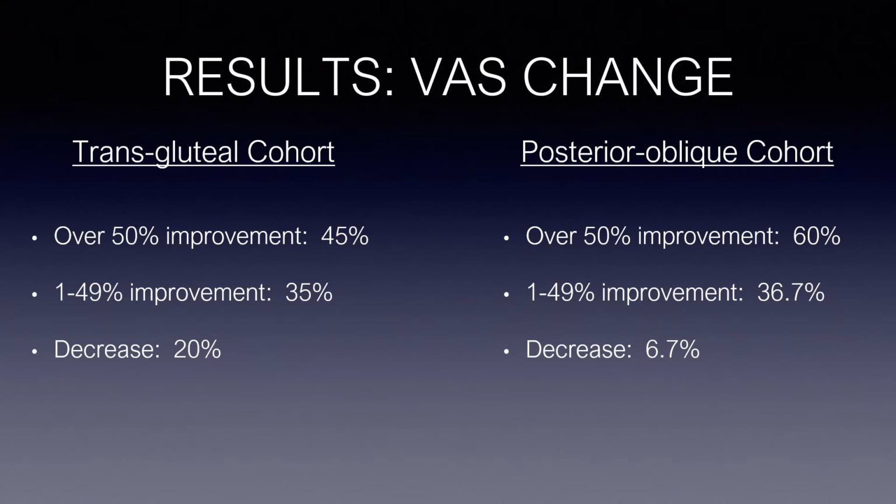In the group of 1 to 49% improvement in transgluteal approaches, the number is 35. In the posterior oblique approach it is 36.7. No statistical difference. And the important thing is in the transgluteal approach, about 20% of the patients' VAS basically did not improve. This number in the posterior oblique approach is 6.7.